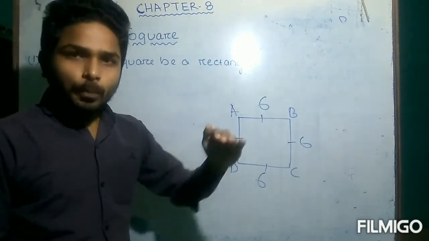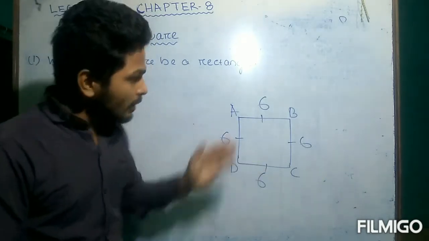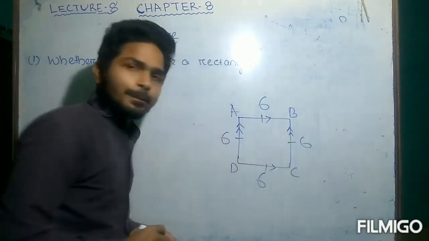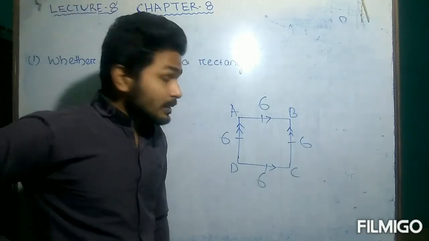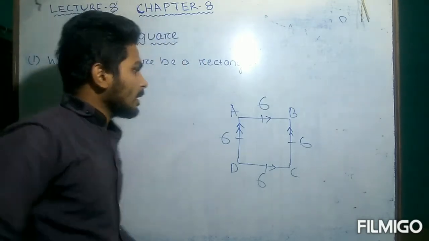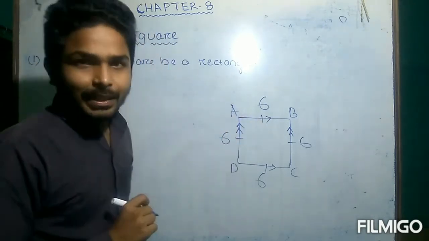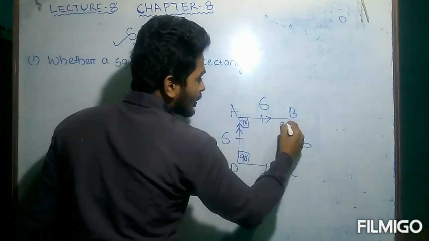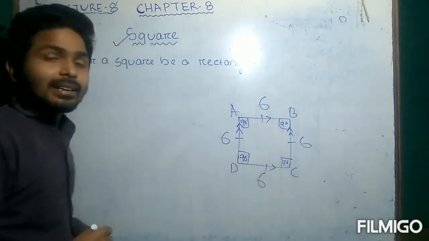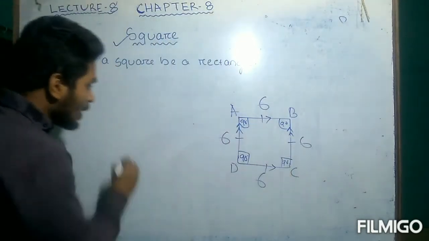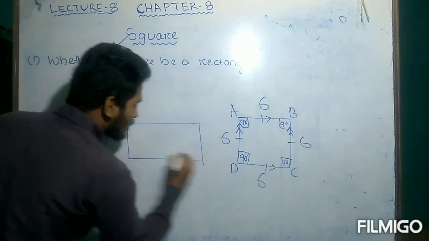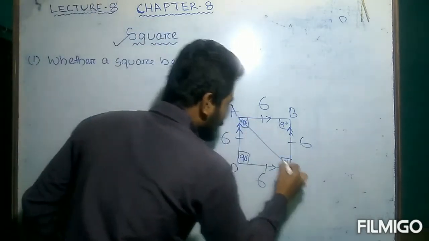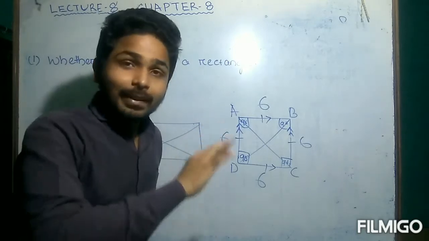Third condition is that the opposite sides must be parallel in case of a rectangle. Here also you can see the opposite sides are parallel. The fourth condition of a rectangle is that each angle of a rectangle is 90 degrees. And here also in case of a square, each angle is 90 degrees. Fifth condition of a rectangle is that the two diagonals that are drawn are of equal length. Here also the length of the two diagonals are equal. So it satisfies the fifth condition.